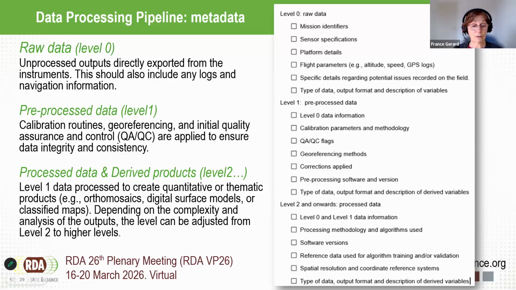Level 2 could look like a wide variety of things. It really depends on what you're deriving. But don't forget to mention level 0 and level 1 data information, the methodology you used, the algorithms you used, the models you've used to derive your data, versions, software versions, model versions, anything you can think about actually that will help somebody reproduce this derived data. Reference data as well that you used for training and validating, and the spatial resolution and the coordinate reference systems that you've used. And again, type of data, output format, and description of derived variables.